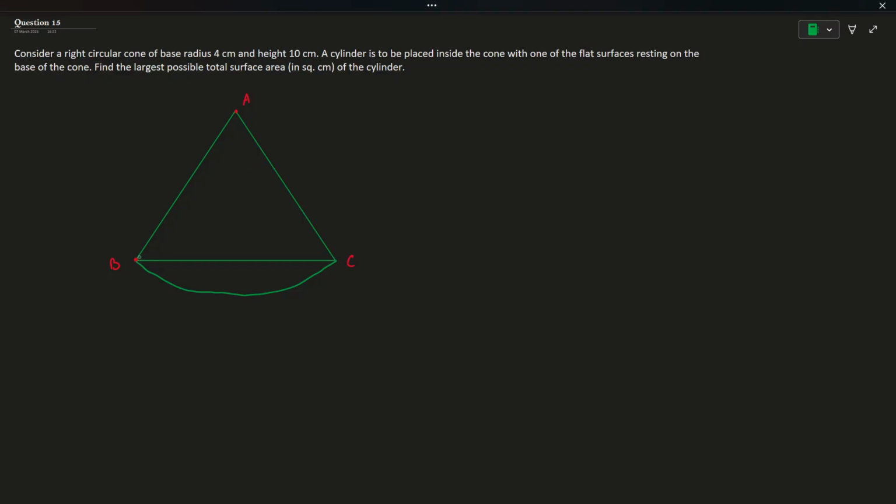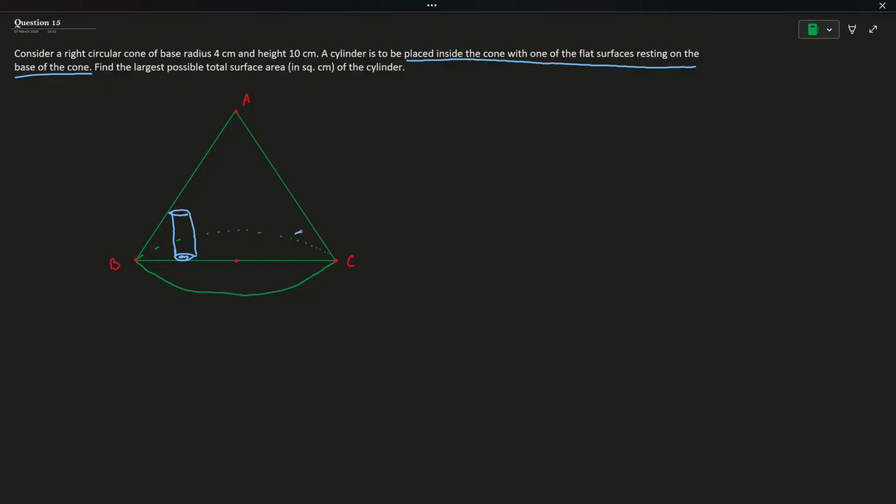Alright, and this is the back side of the cone, which is not visible to us, so I have used dotted lines. Alright, now guys, let's say this is the center of the base of the cone. Now I can put a circular cylinder like this, whose bottom surface is resting on the base of the cone. We are told it is placed inside the cone with one of the flat surfaces resting on the base of the cone. So this is completely fine.